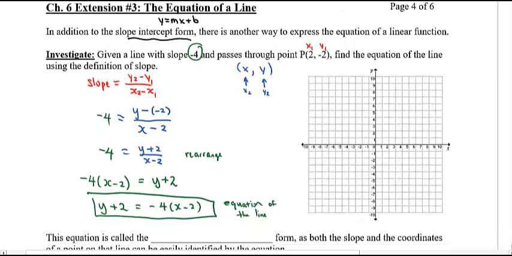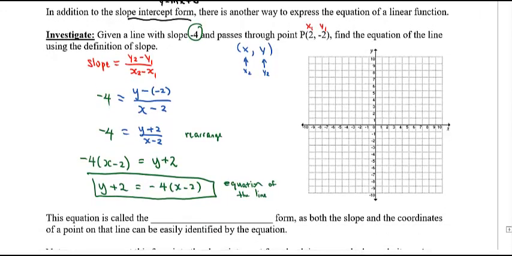This form has a special name too. It's called the slope point form. The slope point form has both the slope and the coordinates of a point that lie on the line, and can be easily identified by the equation. So if I were to graph this out again, 2 comma -2, here we go. The slope is -4, so 1 to the right, 4 down, or 1 to the left, 4 up. All right, 1 to the left, 4 up. And here's your equation.